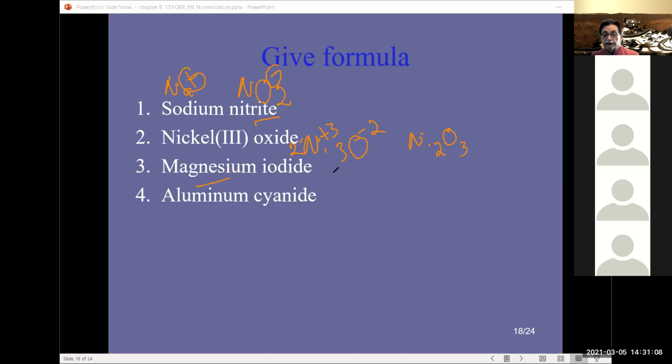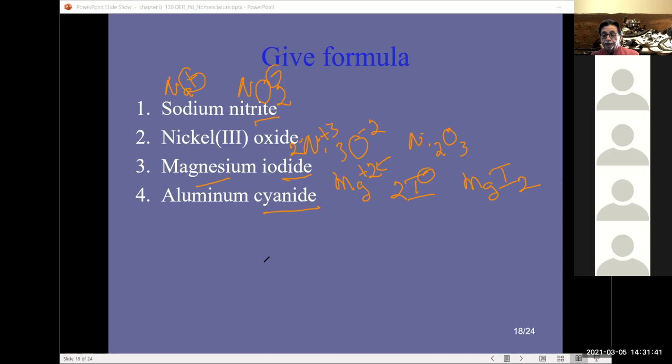Magnesium. Magnesium has a +2 charge because it's in group 2. It's an ion, it's a +2 charge. Iodide, keyword iodide. So it's just I. Each one is a -1 because it's a group 7. So we're going to need 2 of them to cancel the +2 of the magnesium. And so the formula becomes MgI2.